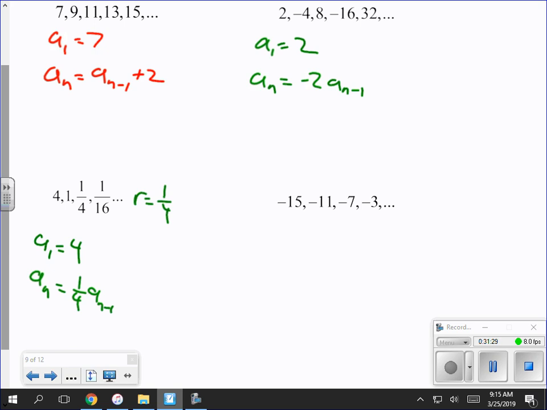Okay. Negative 15 to negative 11 to negative 7 to negative 3. What am I doing each time on this one? To get from here to here, I'm adding 4 each time, because they're actually getting larger by 4 each time, right? So a sub 1 is negative 15. A sub n is a sub n minus 1, sorry, plus 4. Writing recursive formulas actually isn't that hard. You have to figure out what you're doing to the previous one to get to the next one, and that's what you're doing to the n minus 1 term. Okay?